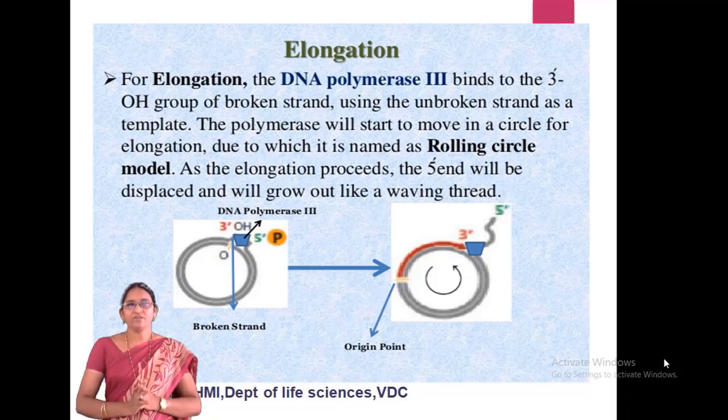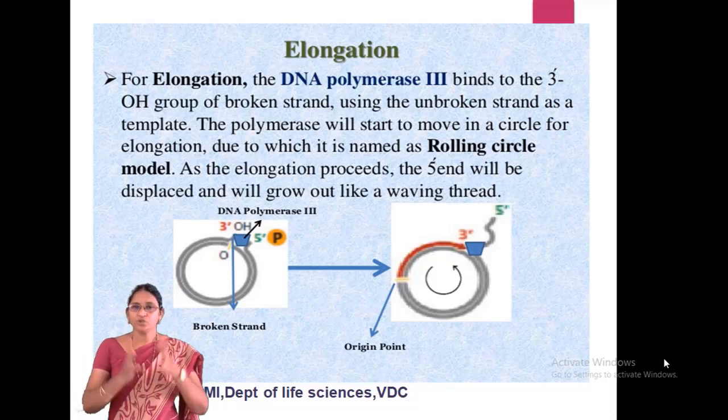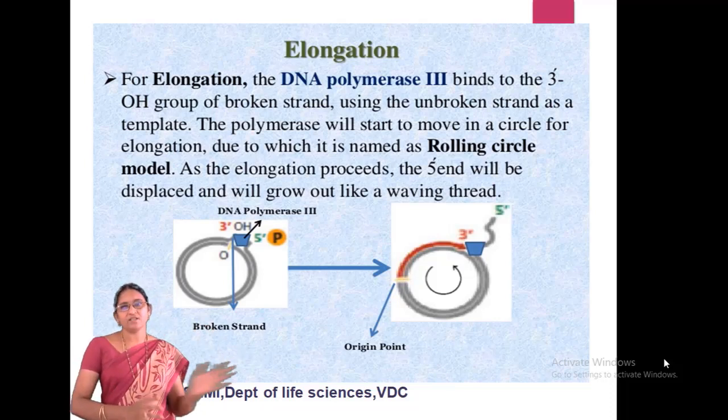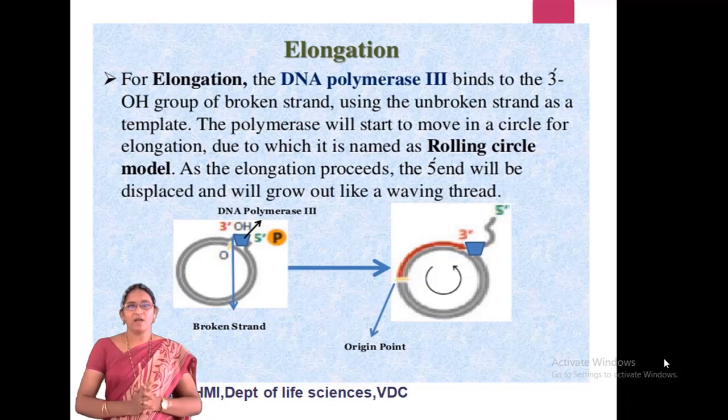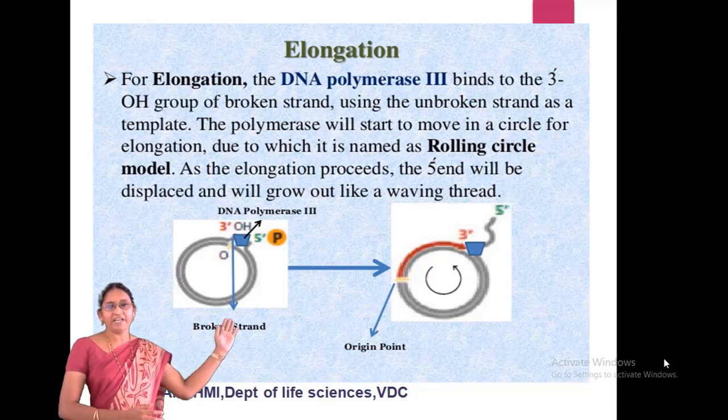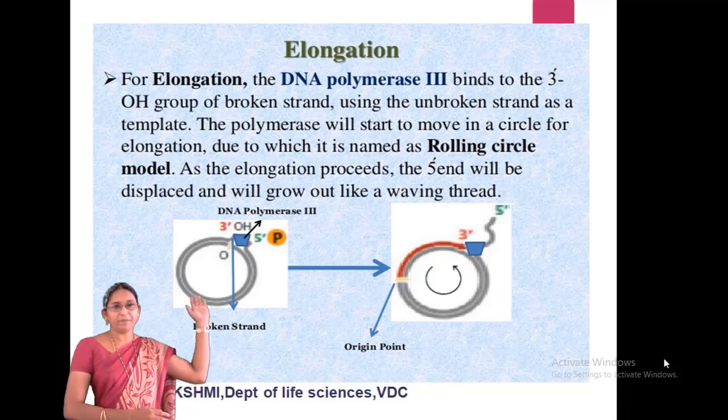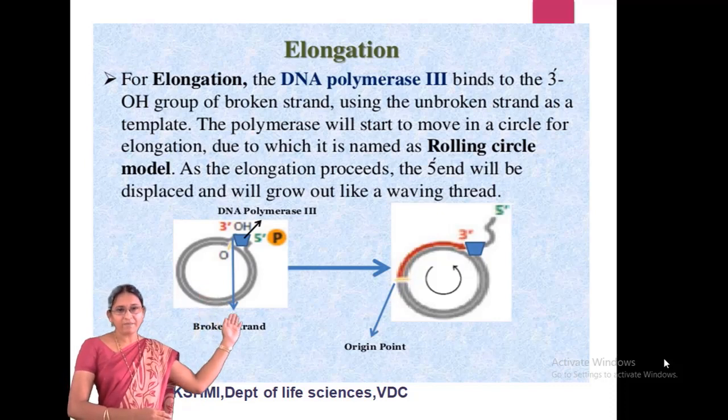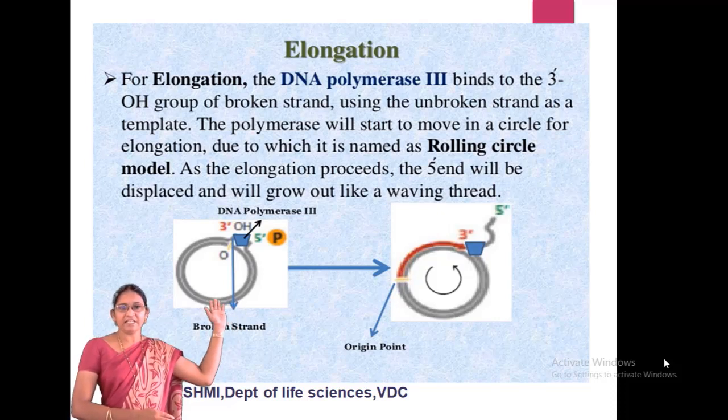The polymerase will start to move in a circle for elongation, due to which it is named the rolling circle model. As the elongation proceeds, the 5' end will be displaced and will grow out like a weaving thread. Here you can see in this picture the 3' hydroxyl group and 5' phosphate. The synthesis is initiated by DNA polymerase 3, because the 3' hydroxyl group is readily available in this replication.